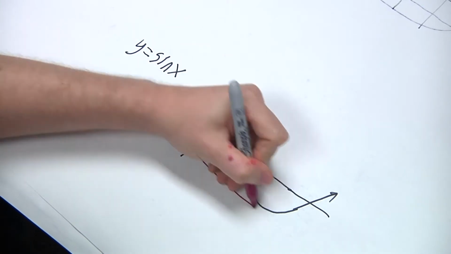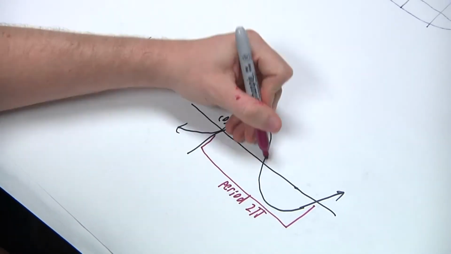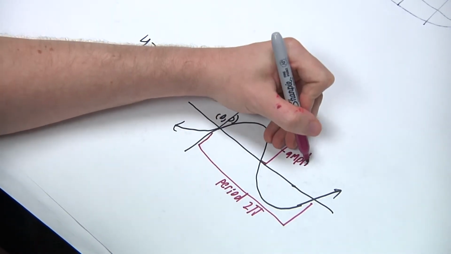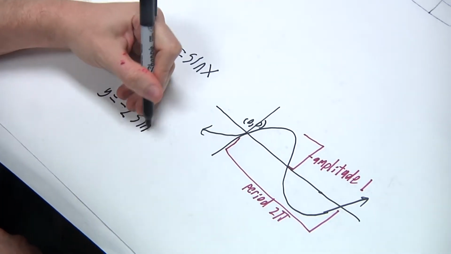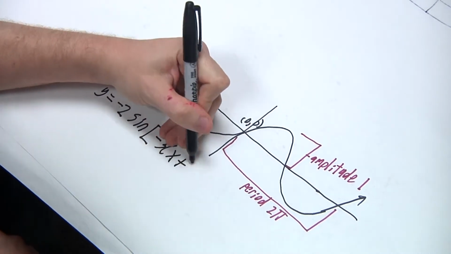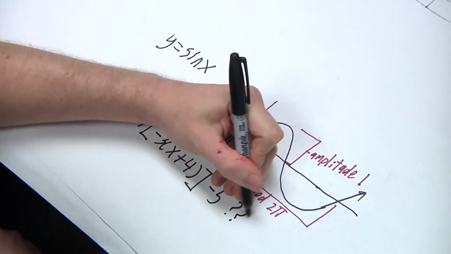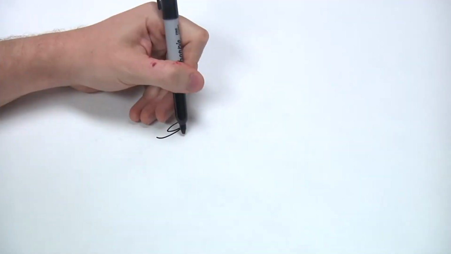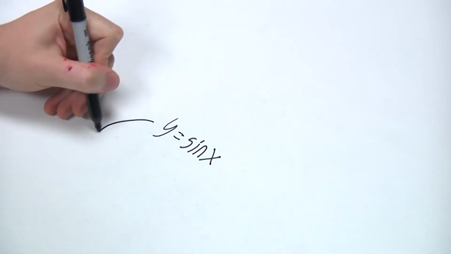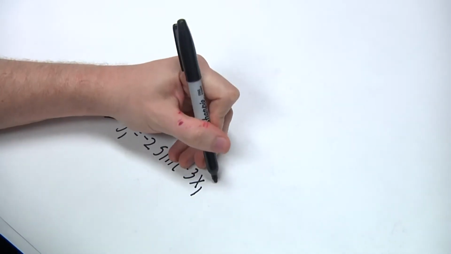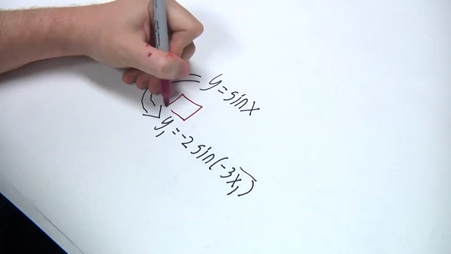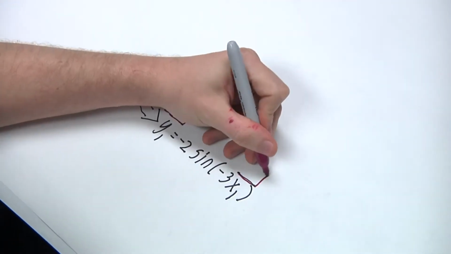The graph of y equals sine x looks like this. Its period is 2 pi and its amplitude is 1. If we want to graph y equals negative 2 sine quantity negative 3 quantity x plus 4 all minus 5, it looks pretty terrible. But we can do it in just 2 steps. Step 1, flips and stretches. Graph y1 equals negative 2 sine quantity negative 3 x1.